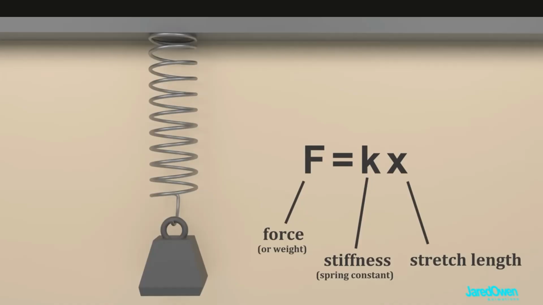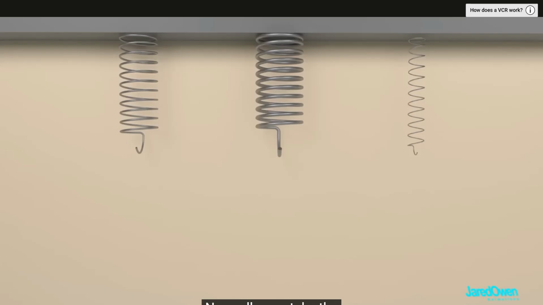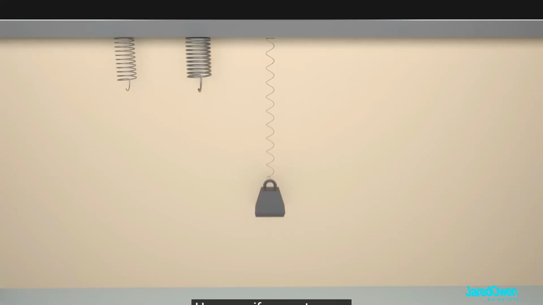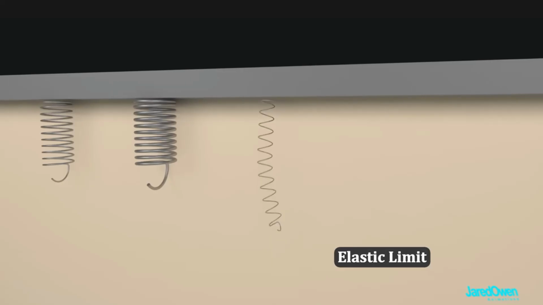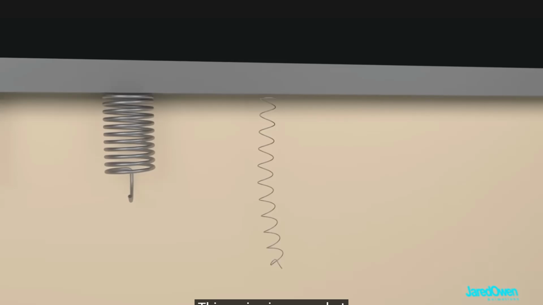Hooke's law only works up to a certain point. Normally, you take the weight off the spring and the spring goes back to where it started. However, if you put a very large weight on a small spring, you will probably stretch that spring so much that it won't go back. You've reached the elastic limit, and Hooke's law no longer works. This spring is somewhat useless to use in a scale now.